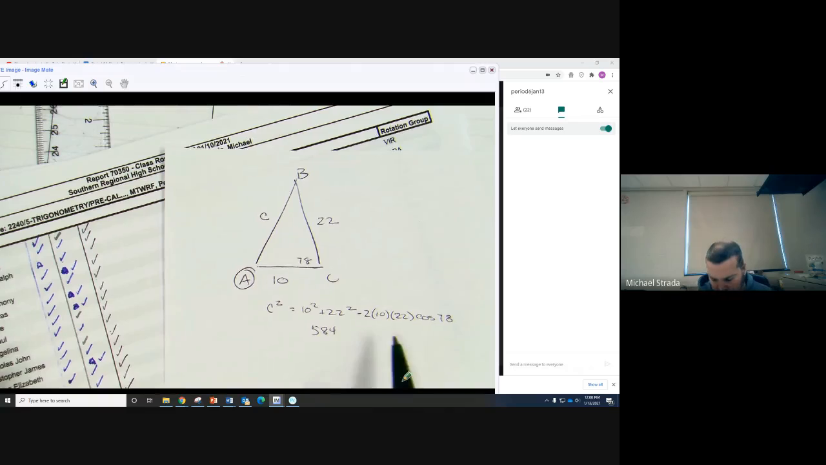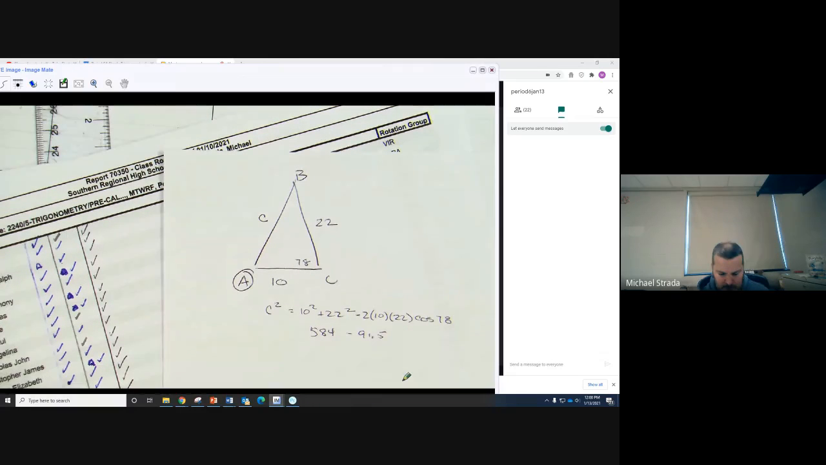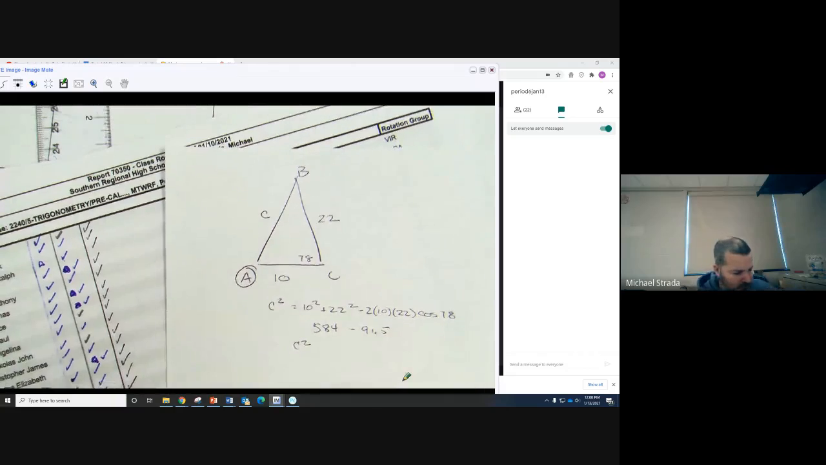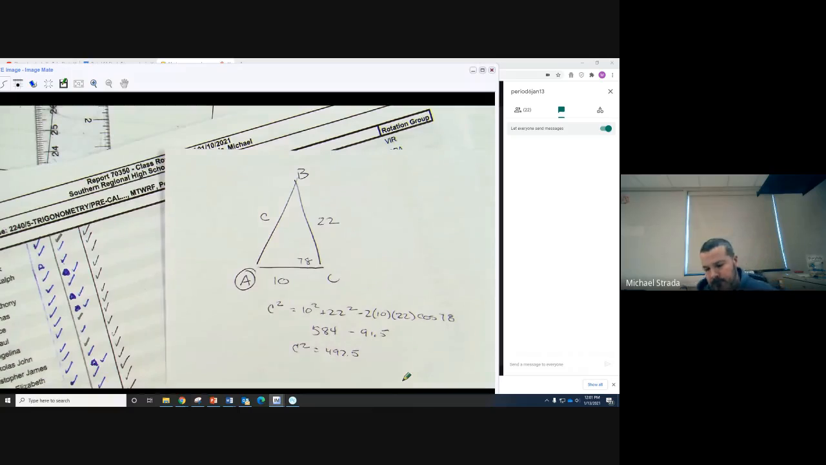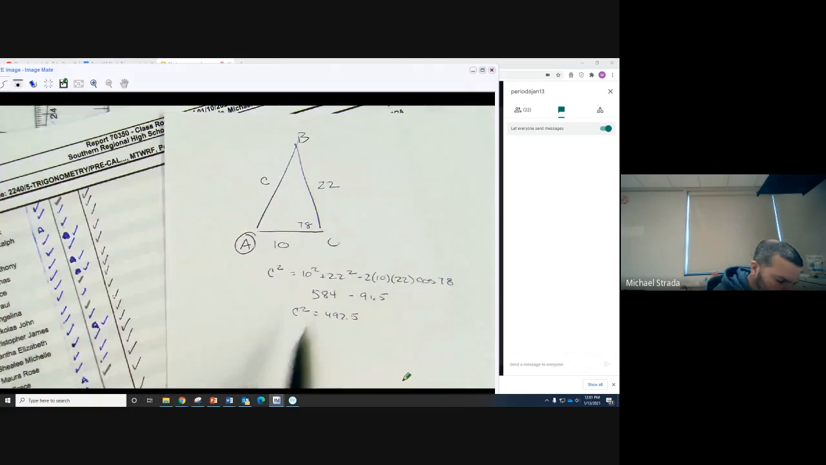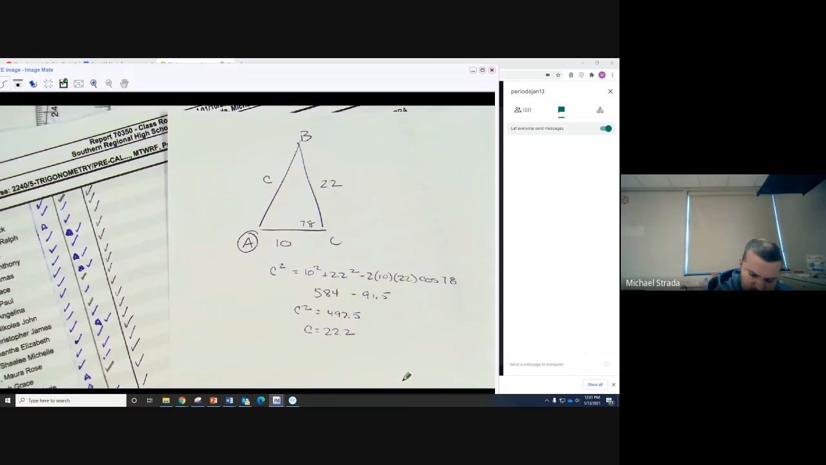2 times 10 is 20. 20 times 22 is 440. 440 cosine 78 is 91.5. When I'm done subtracting those, I get 492.5. All right, remember that that's squared, so I got to do the square root. That gives me 22.2.